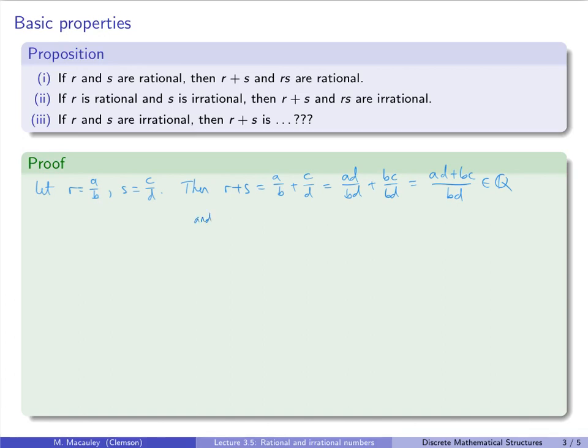Also, r times s is a over b times c over d, I'll just write ac over bd, and this is rational as well. Okay, so there's the first one. I should maybe write that. The second one, we're going to do by contrapositive. There's really two of these. The first one is that r is rational and s is irrational, implies that r plus s is irrational.